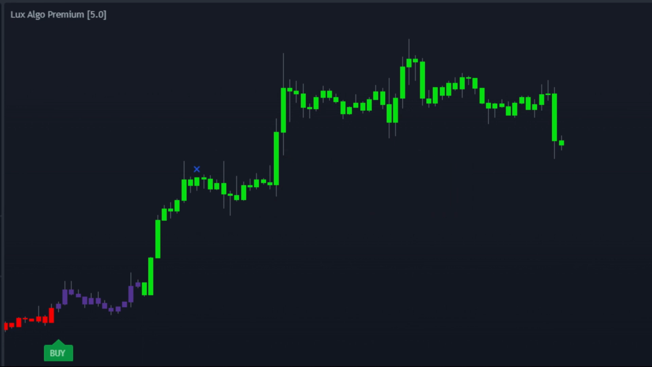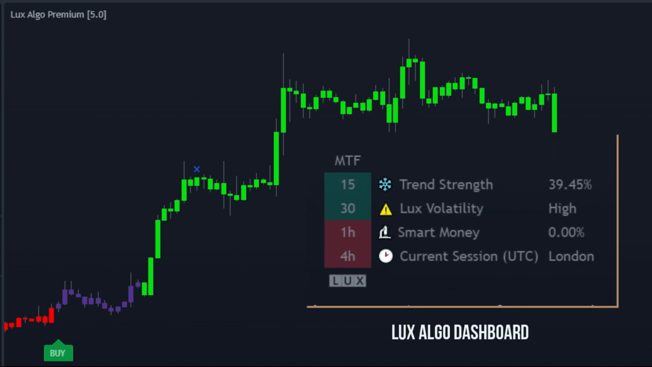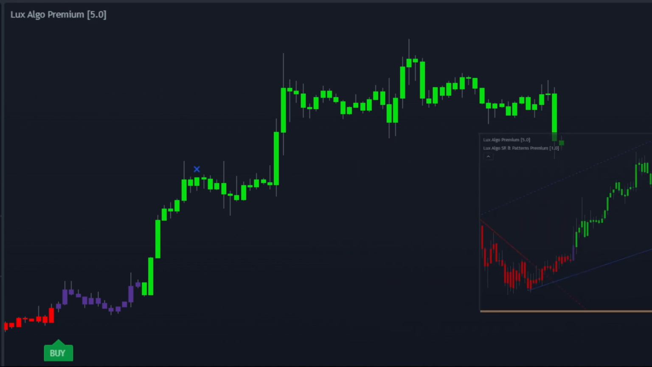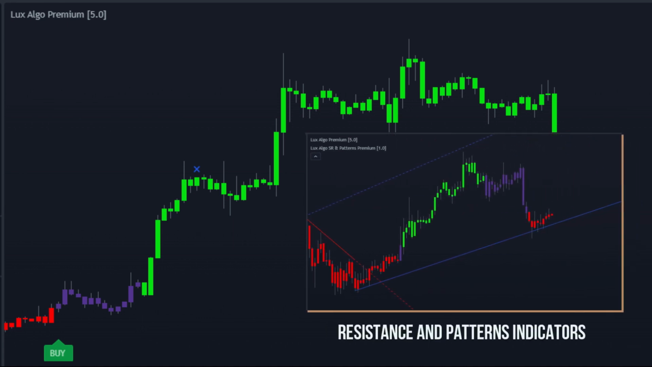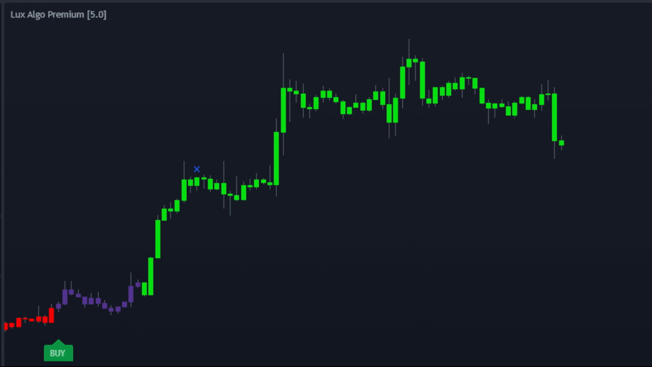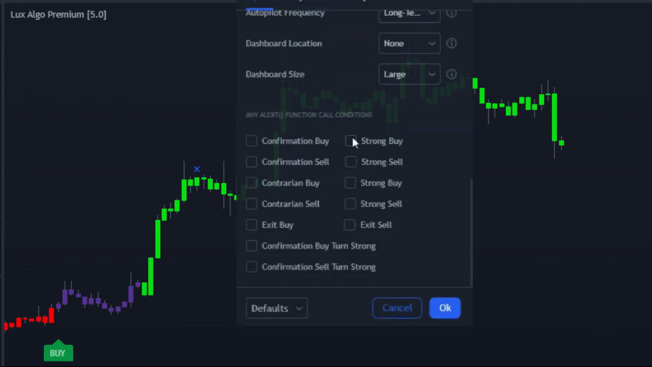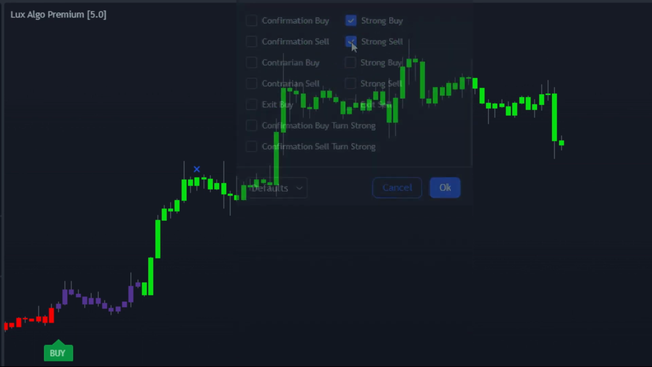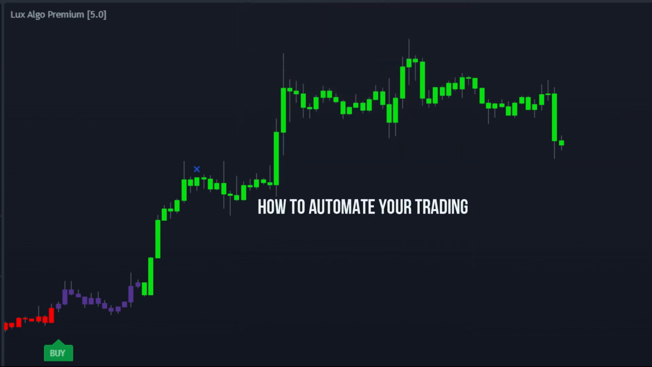Coming up in our next videos, we would like to explore the Lux Algo package with you even further, as we are yet to talk about the Lux Algo dashboard, Lux Algo premium oscillators, and the Lux Algo support, resistance and patterns indicators, including automated trend lines. We would also like to show you how to set alerts for the buy and sell signals within Lux Algo, and even how to automate your trading with optimizer bots. Let us know if any of these features would be of interest to you.